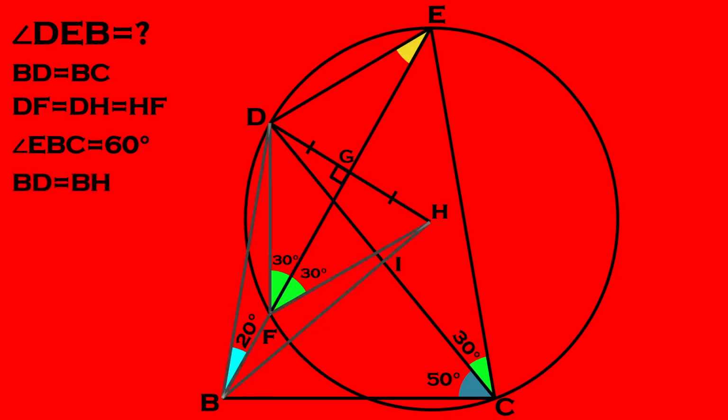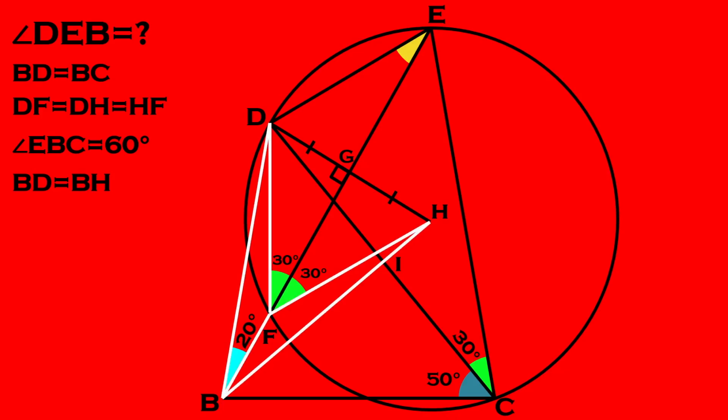Now, if we focus on the two white triangles, we have that BD is equal to BH, DF is equal to HF, and segment FB is a common segment of these triangles. Therefore, according to the side-side-side theorem, these two triangles are equal. And because of that, the corresponding angles must also be equal.